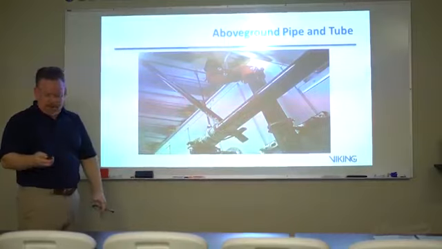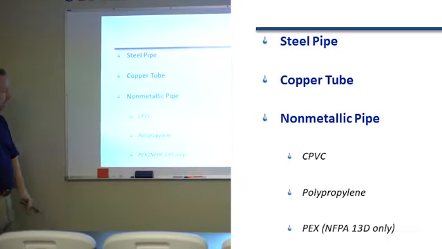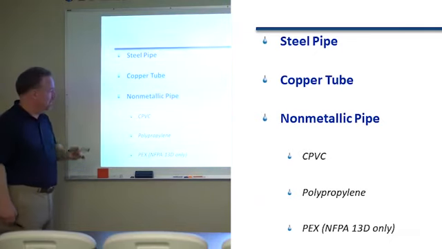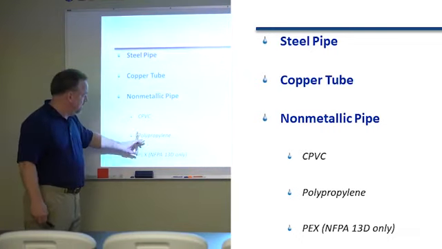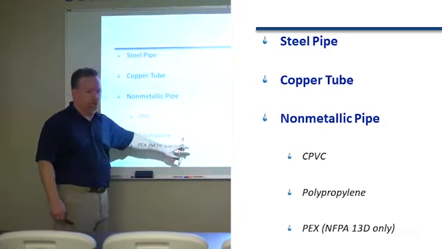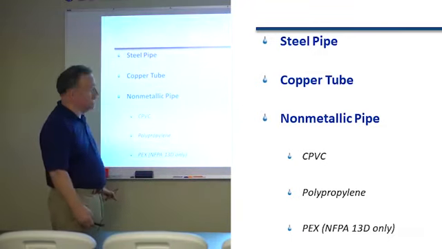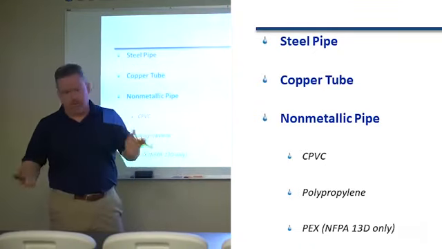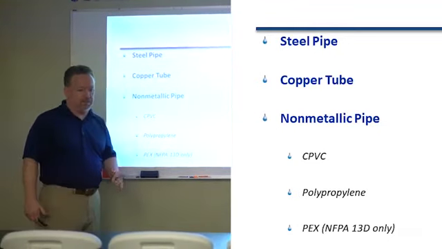Now typically there are basically three types of pipe and tube that are permitted by NFPA 13. All right, it's steel, copper, or non-metallic. And then non-metallic gets broken down into CPVC and PEX, which is for NFPA 13D systems only. The CPVC and PEX are going to be the ones that you really get into. Steel pipe, whether it's galvanized or black steel, is very common. Copper, not so much. Copper is used in very specialized systems.